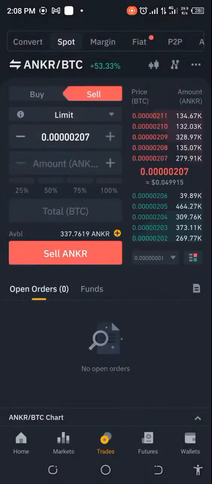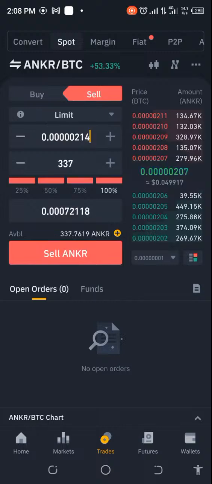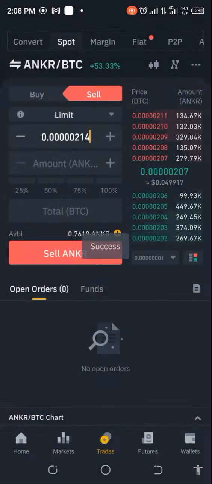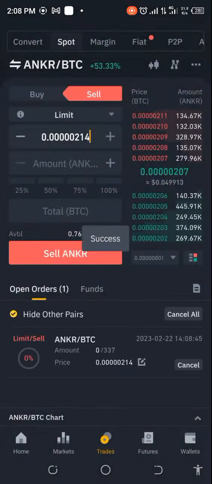Okay, so let's go back and do this. Take this to 2113. No, let's make it 2114. Okay. Put everything there and then we'll place our sell. Okay, so we're currently in queue. Let's see how long this will take us and we'll be back shortly. See you soon.